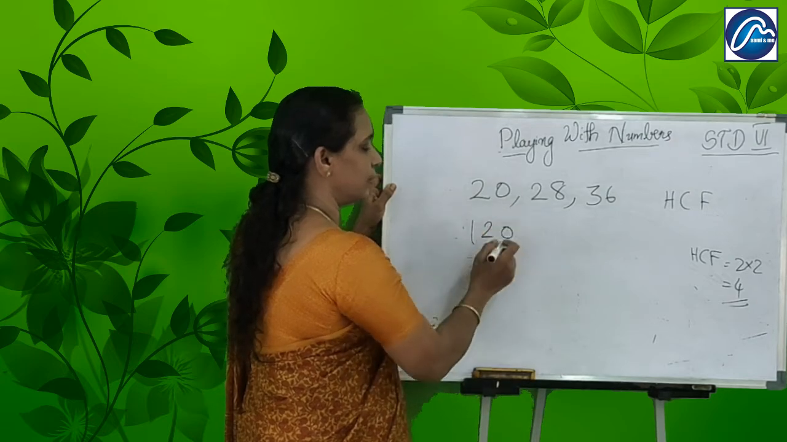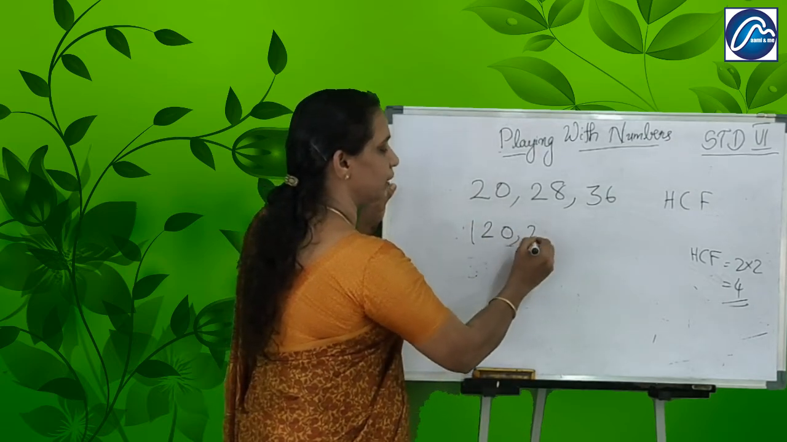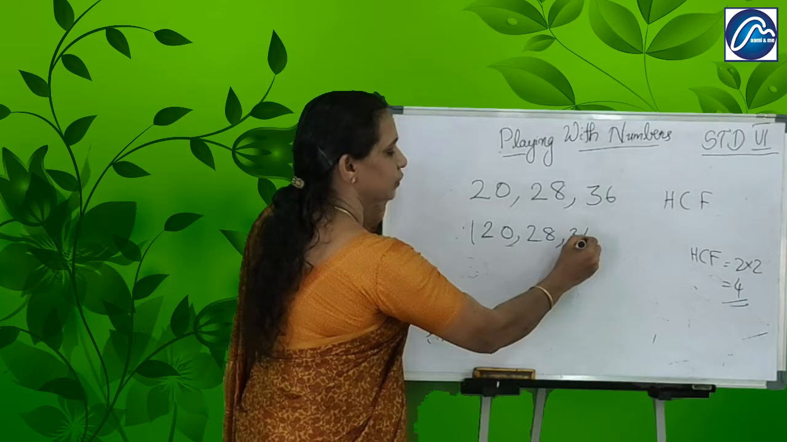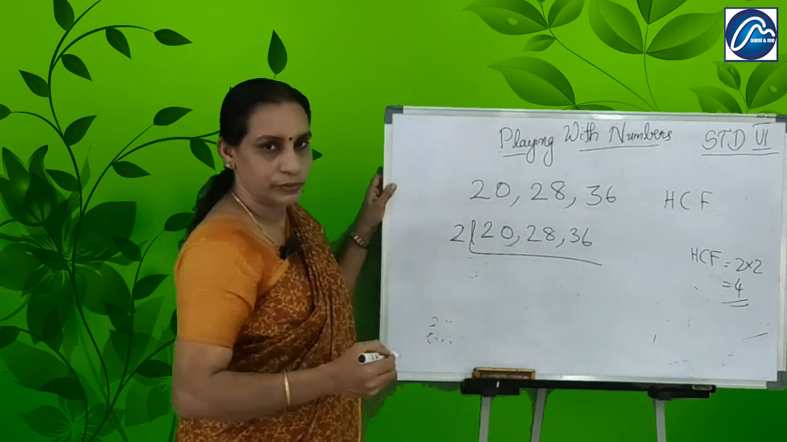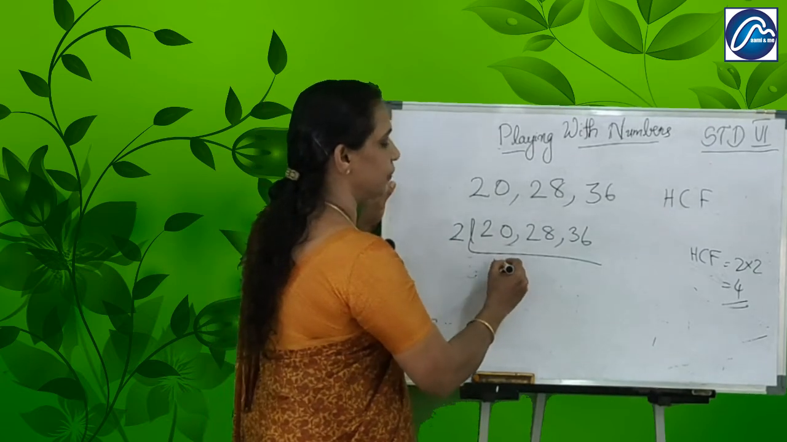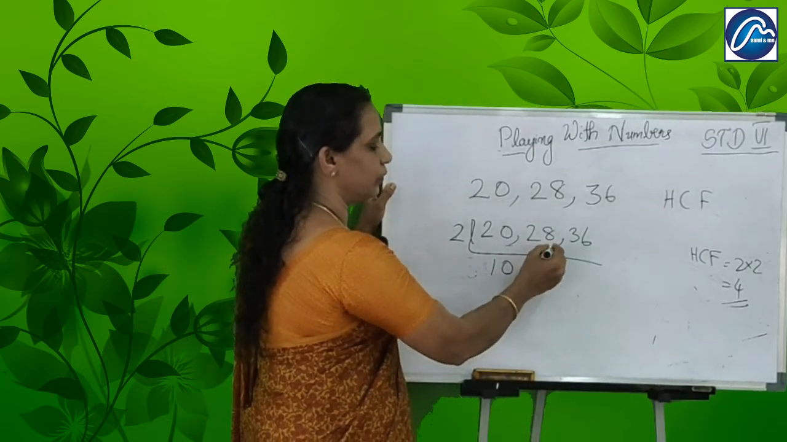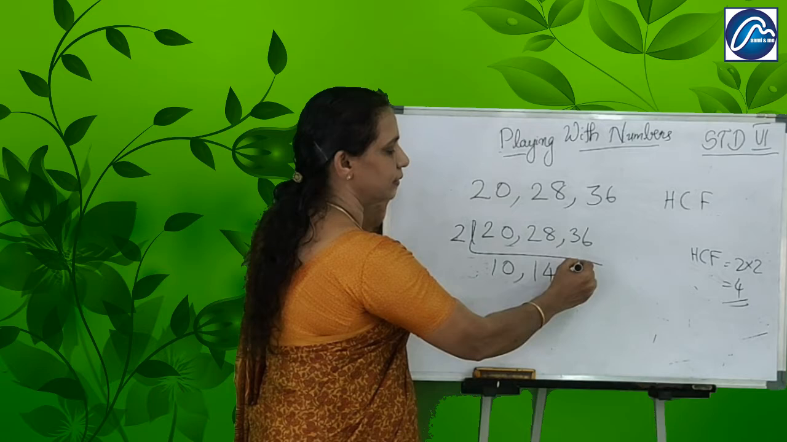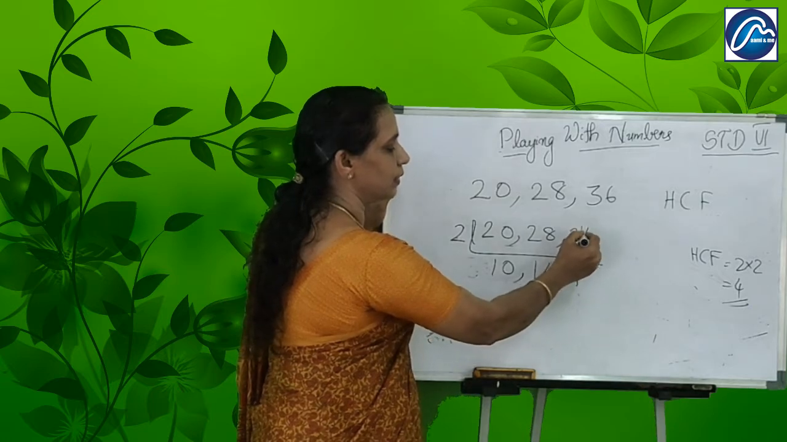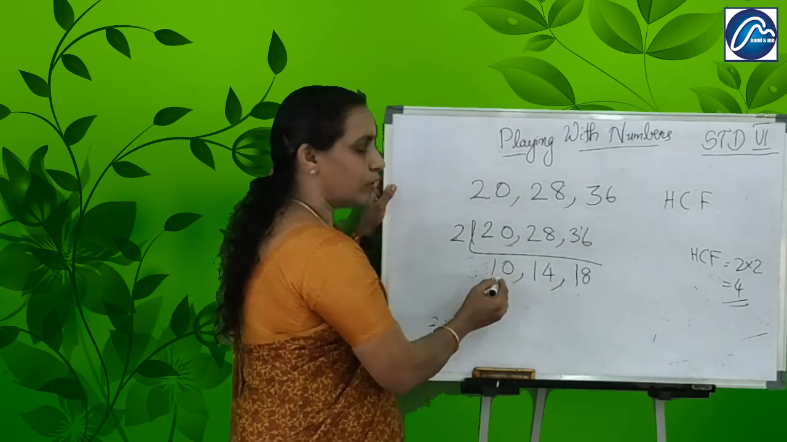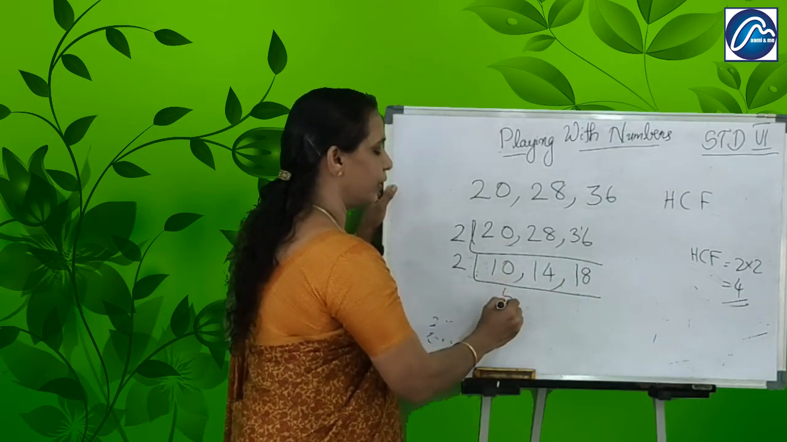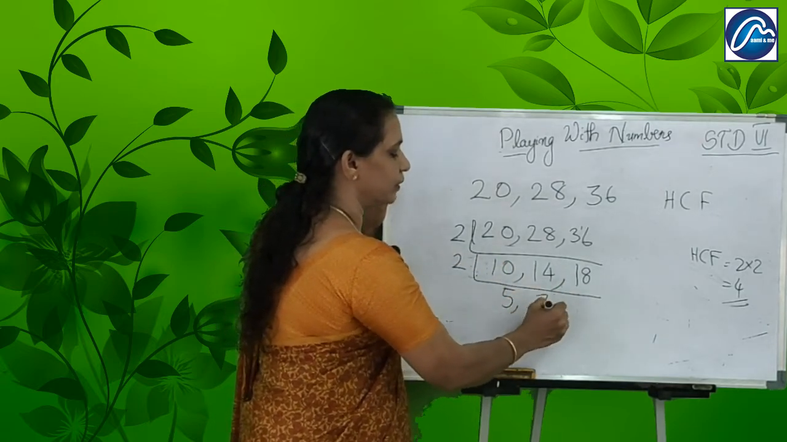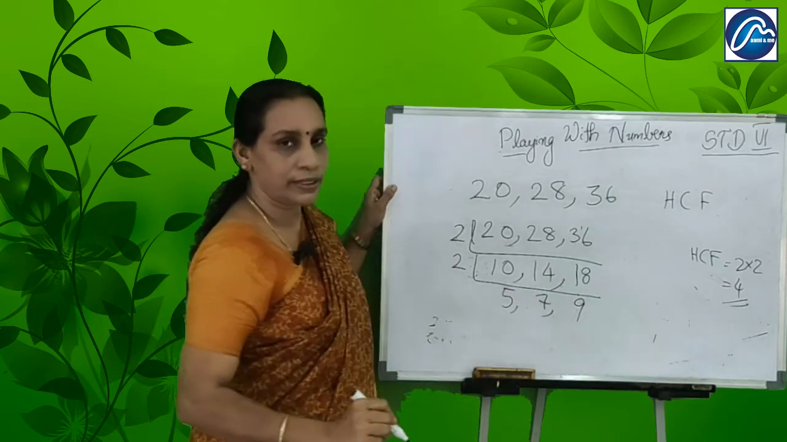We can take all these numbers together: 20, 28, 36. Then it is divided by 2. 10 2s are 20, 14 2s are 28, 18 2s are 36. All these are even numbers, so again we can divide with 2. 5 2s are 10, 7 2s are 14, 9 2s are 18.